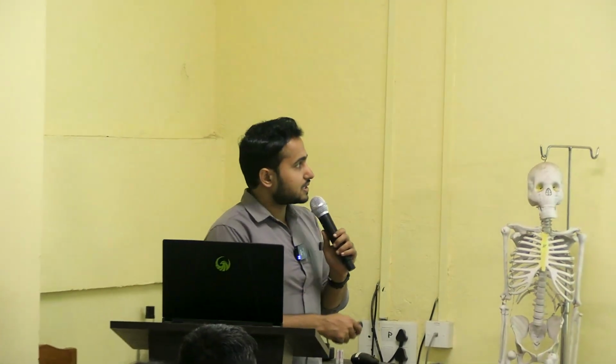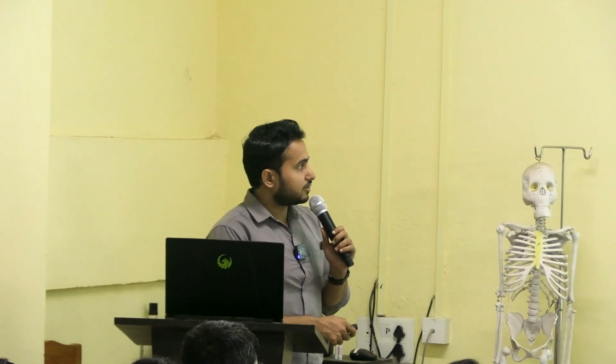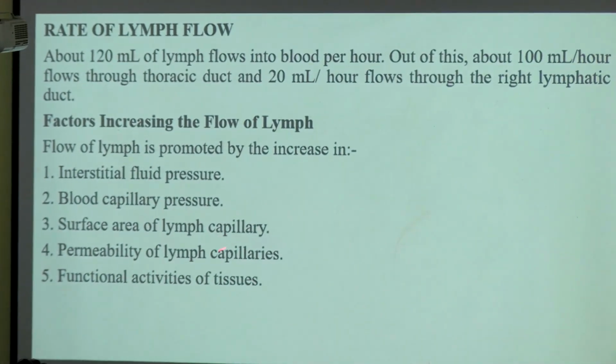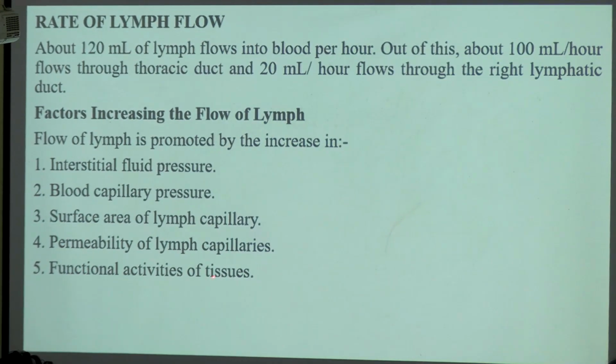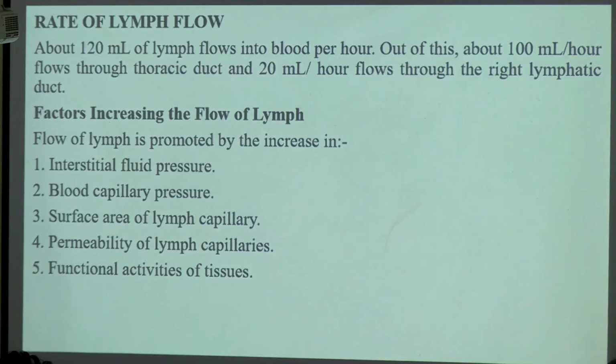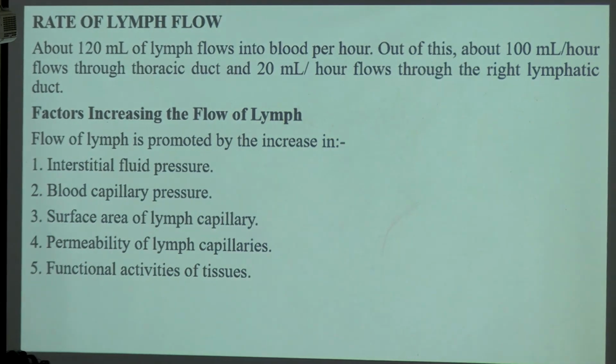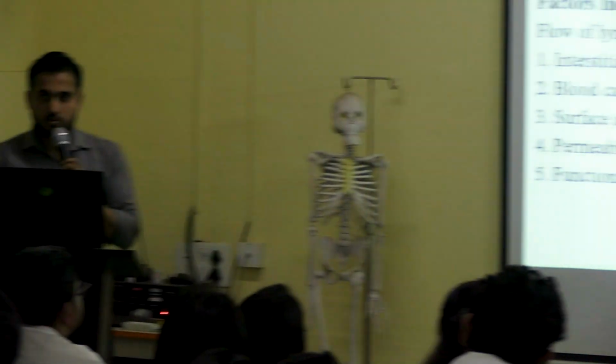Okay, now there are some factors which increase the flow of the lymph: interstitial fluid pressure, blood capillary pressure, surface area of lymph capillaries, functional activities of the tissue, and permeability of the lymph capillaries. These are some factors which will increase the lymph flow. Means at that time you will see that the flow is more. Okay, but in general, in ideal conditions it is 120 ml per hour.